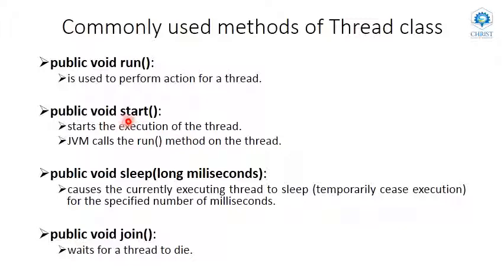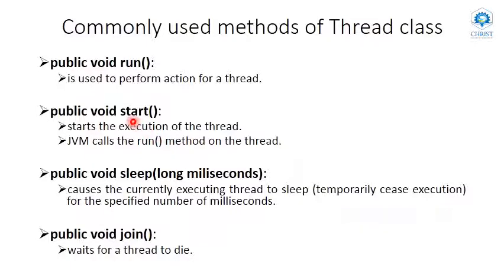So whatever parameter we give for this sleep method, it will be considered as milliseconds. So even if we give 5 as the parameter, it will be considered as milliseconds itself. So that we have to take care of when we call this method sleep.